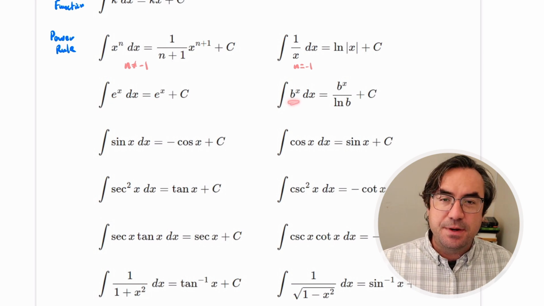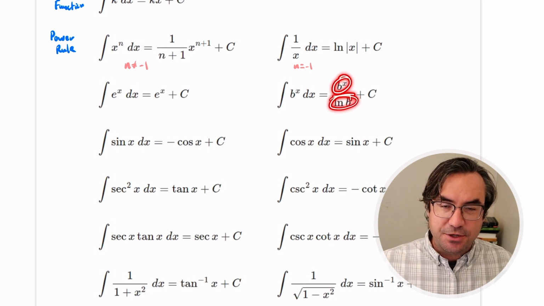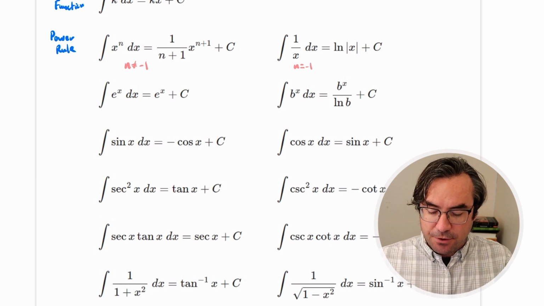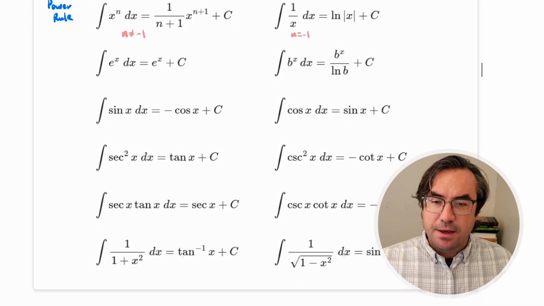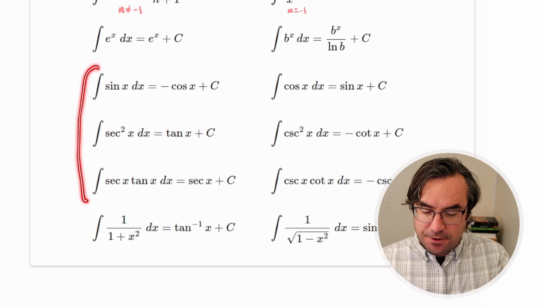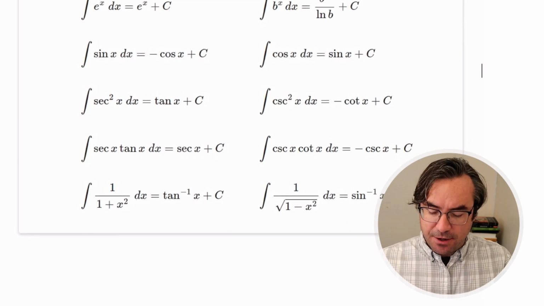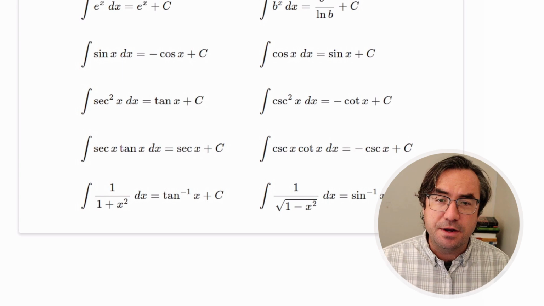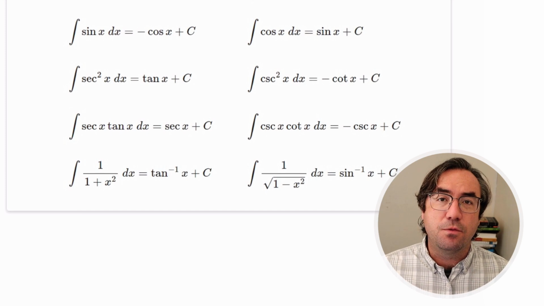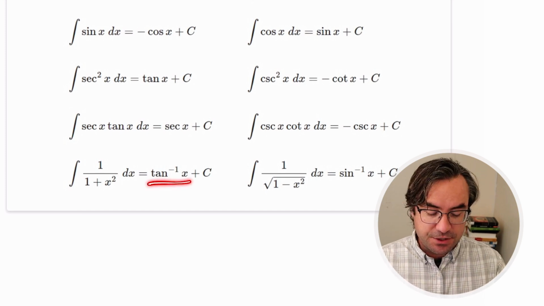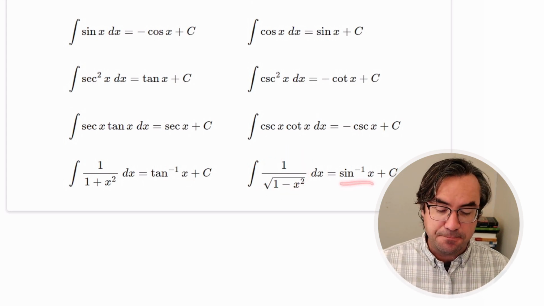And then for exponential functions that are a different base, basically they're the same except we divide by natural log b. Integral of sine x is negative cosine. Integral of cosine is sine. So we've got our trig functions here. We've got our exponential functions. And then at the bottom here, we have a couple for our inverse trig functions. So the integral of 1 over 1 plus x squared gives us inverse tan, and the integral of 1 over square root 1 minus x squared gives us inverse sine.